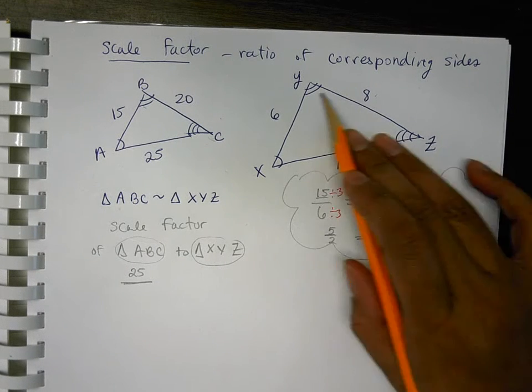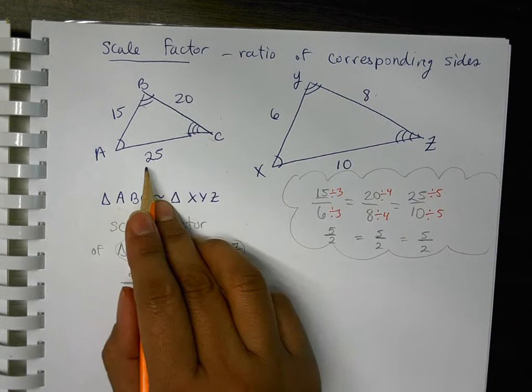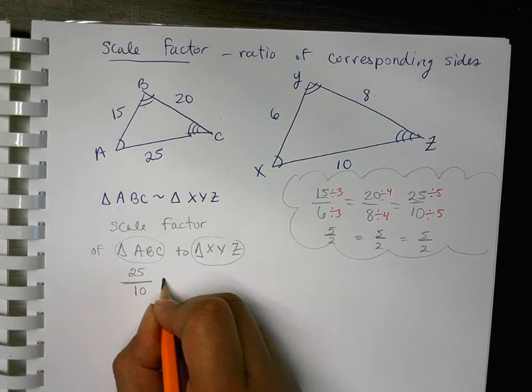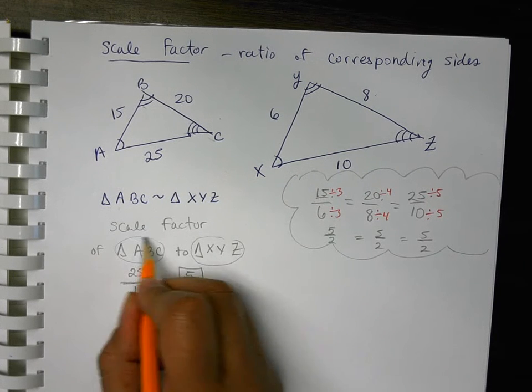Can I pick any random side, or am I forced to pick a side? I have to pick 10 because if I picked large, I have to pick large. What does 25 over 10 reduce to? So 5 over 2 is my scale factor.